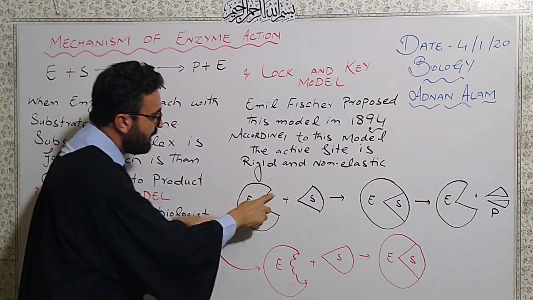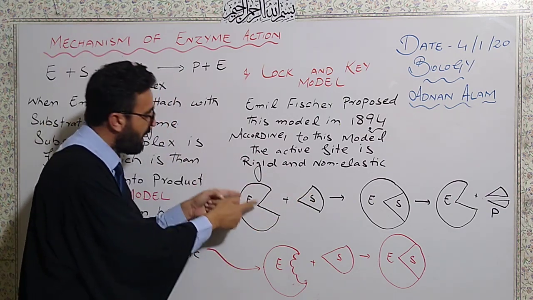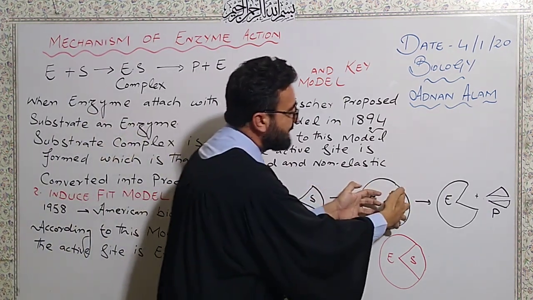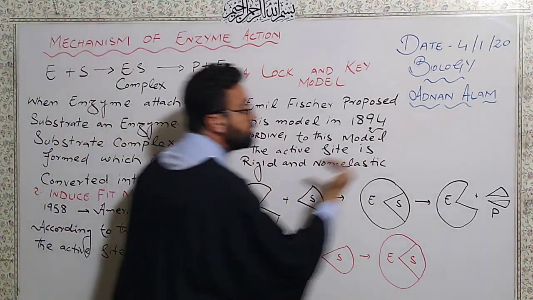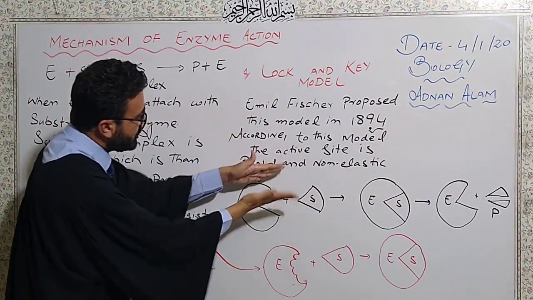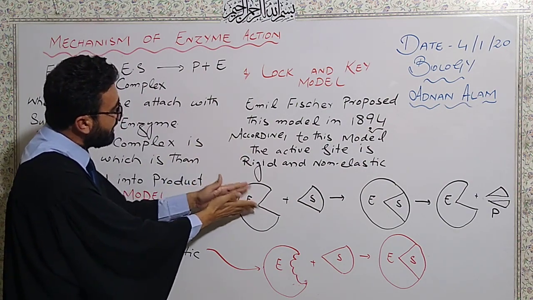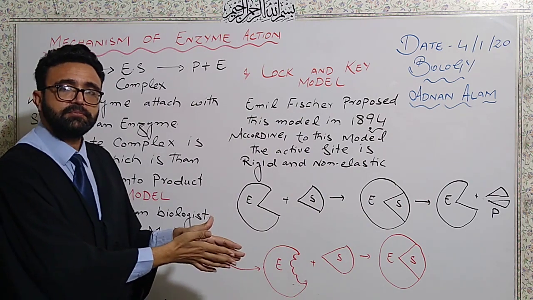In the same way, the shape of the substrate must match the shape of the active site, then the ES complex can be formed and the reaction can proceed. But if the shape of the substrate is different from the shape of the active site of the enzyme, then the ES complex will not form.